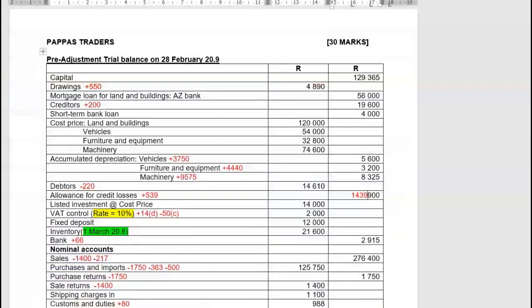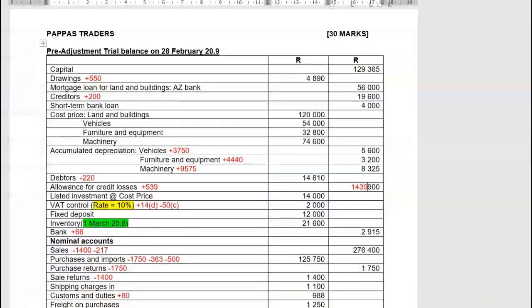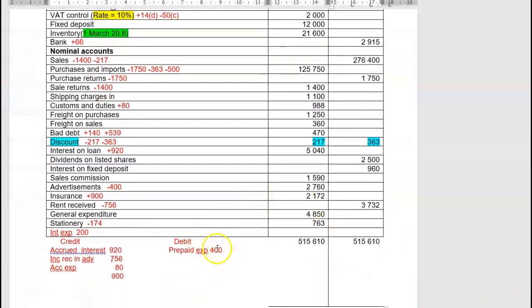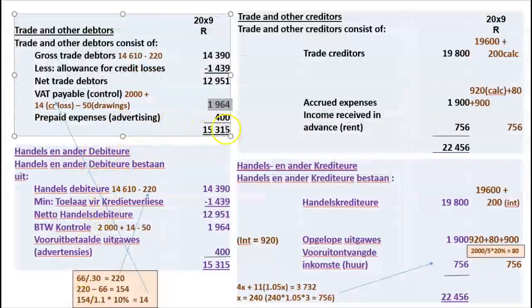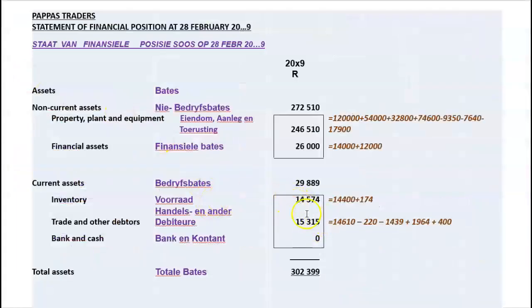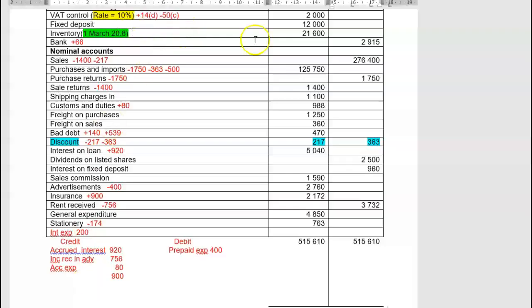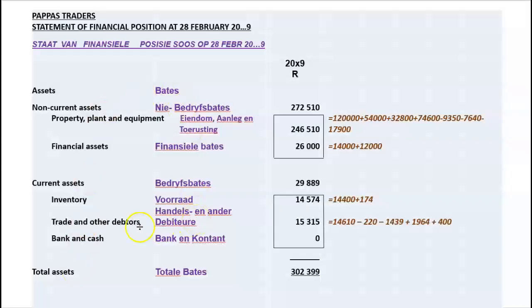Then prepaid expenses. Remember here, we have added here at the bottom of the page our prepaid expenses of 400 Rand. So there it is. Good, and that gives us a total of trade and other receivables of 15,315. Our bank and cash balance here was a credit balance. So therefore, nothing will appear on the asset side for bank and cash. You don't have to show it if it's got a zero balance. So that gives us in total assets at the end of the day 302,399.